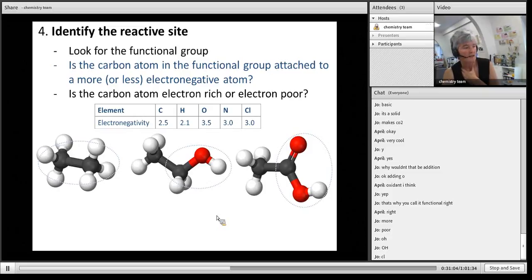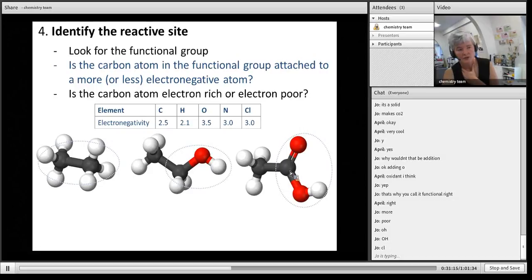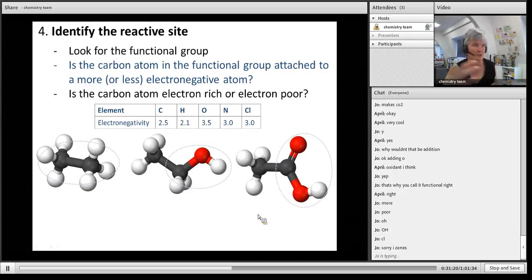In the alkane, in the alcohol, or in the carboxylic acid? So think of which carbon is having most of its electrons dragged away from it.